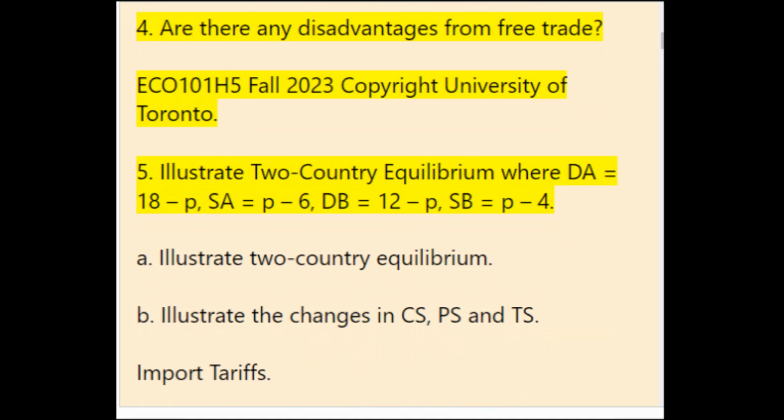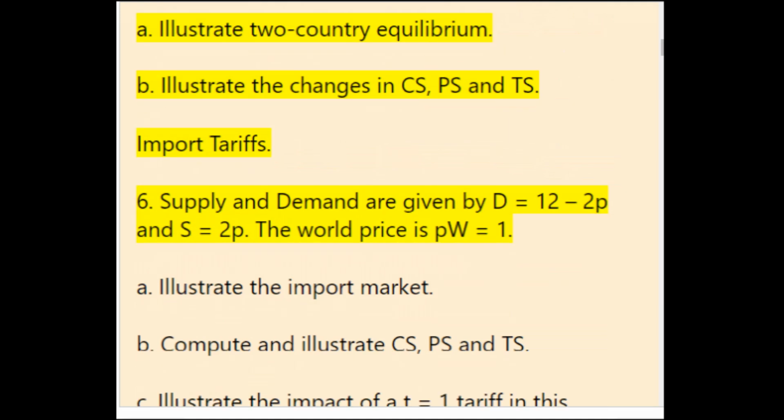5. Illustrate two-country equilibrium where DA = 18 - P, SA = P, DB = 12 - P, SB = P. A. Illustrate two-country equilibrium. B. Illustrate the changes in CS, PS, and TS.